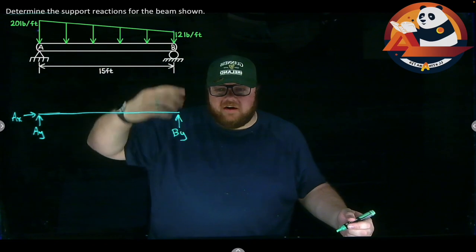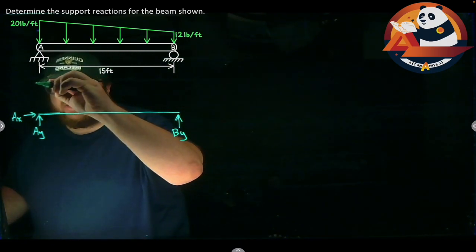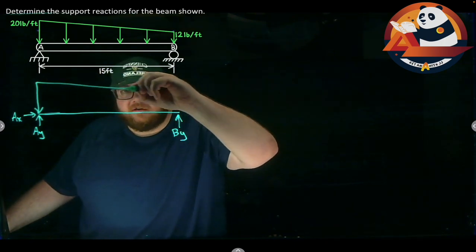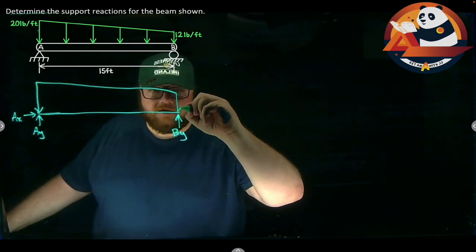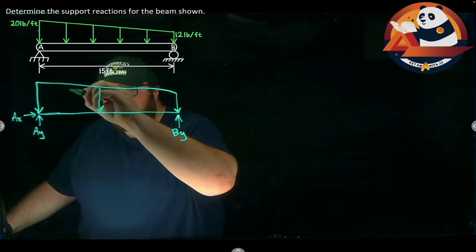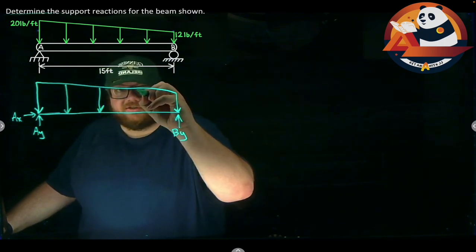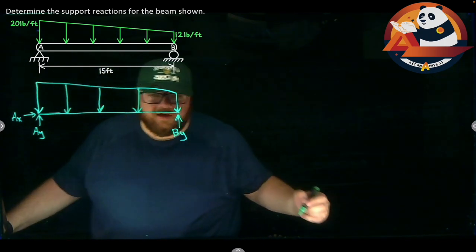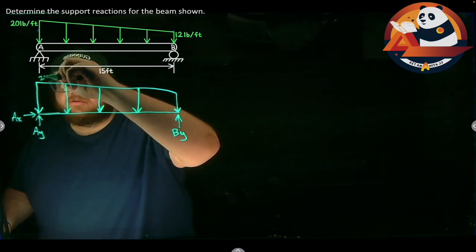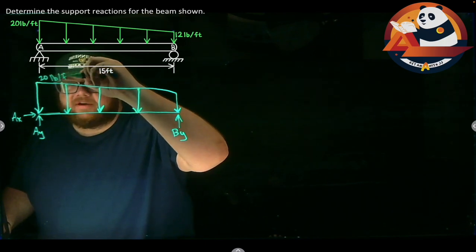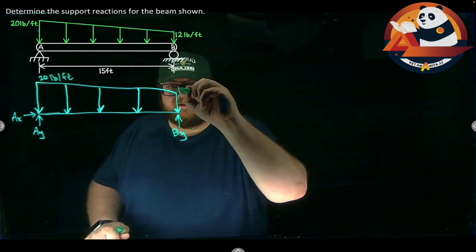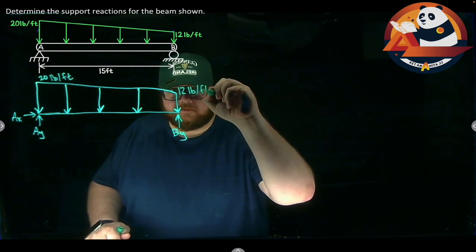And then up on the top, I'm just going to replicate my distributed load. I start out tall on the left side of this and get smaller as I go over to the right, getting me something similar-ish to that. We'll show a handful of arrows coming down off of that, just making it obvious that it's a distributed load. On the left side, I'm at 20 pounds per foot is my height, so I get that labeled, 20 pounds per foot. And on the right side, it's dropped down to 12 pounds per foot.